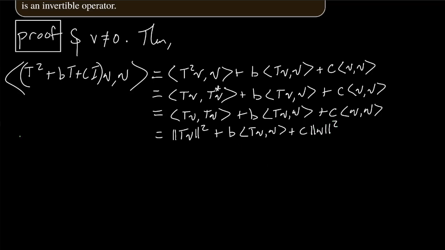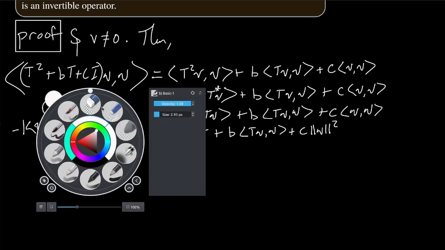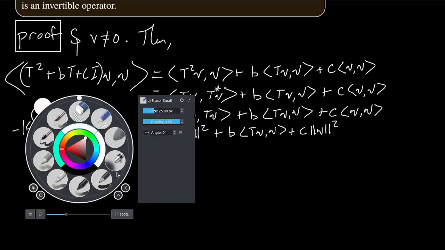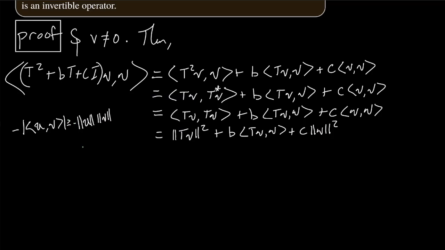Now Cauchy-Schwarz, if you remember, says the following. What does Cauchy-Schwarz say? Well, it says that the inner product of U, V, in modulus, is less than or equal to norm U, norm V. So if I put a minus on there, then I would flip this inequality, right? Agree with that? Okay, cool.